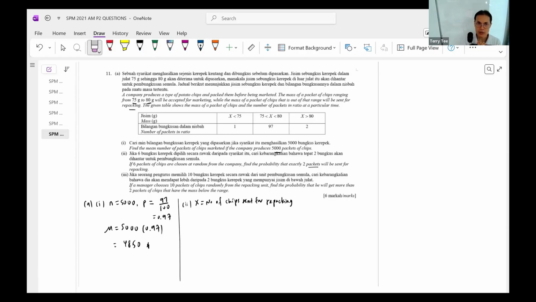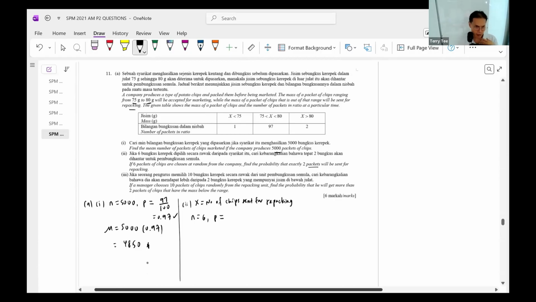But what's the probability? What's your n? You are choosing 6 packets, correct? What is the probability sent for repacking? 97% of the time, you can sell it straight away. 3% of the time, or 0.03, or you can say 1 plus 2 divided by 100. 1 plus 2 is 3. 3 divided by 100 is 0.03. So 3% of the time, you have to send for repacking.